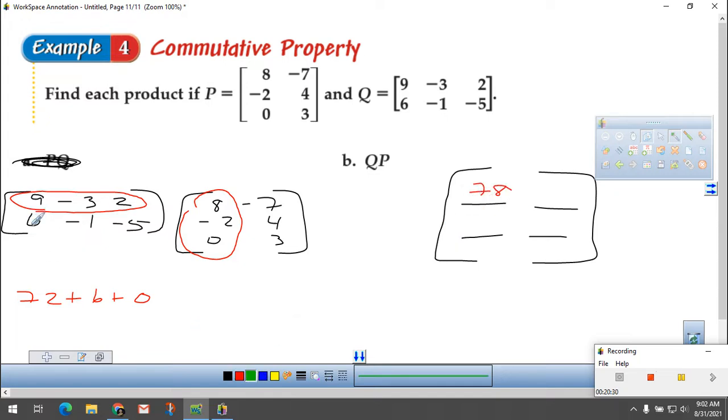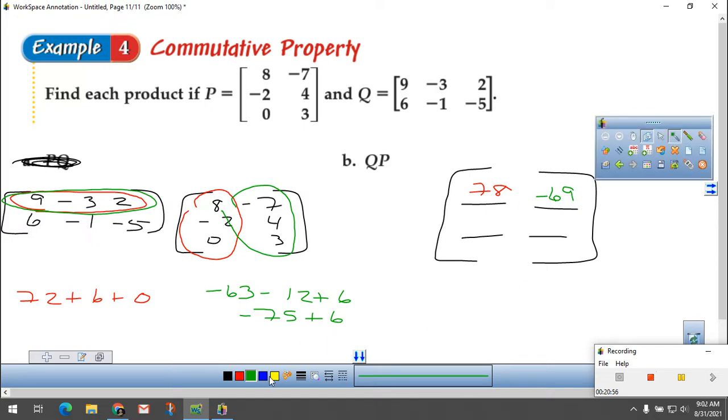Now still with the first row, but now with the second column. 9 times negative 7 is negative 63. Negative 3 times 4 is negative 12. 2 times 3 is positive 6. So that would be negative 75 plus 6. That would be negative 69, I do believe. Alright, and then we can move on to the next one.